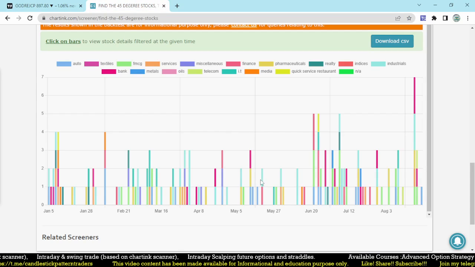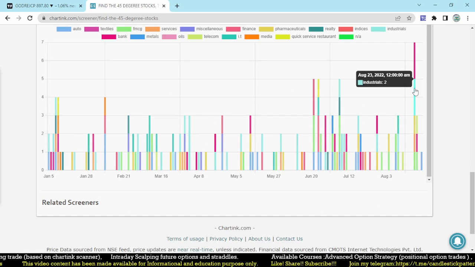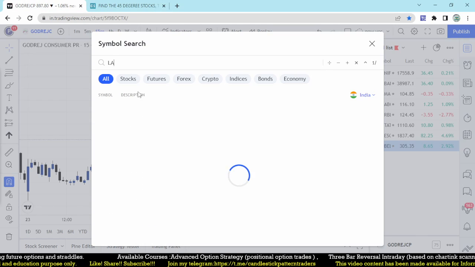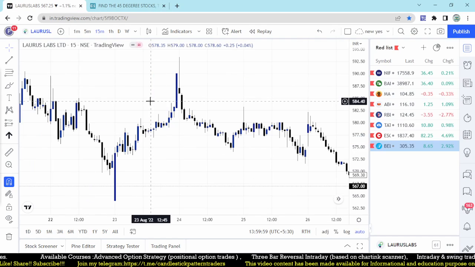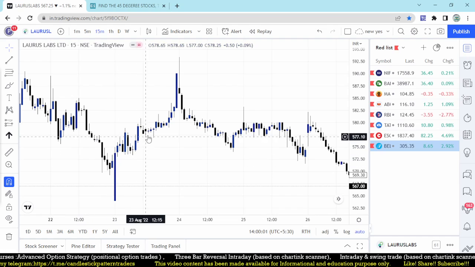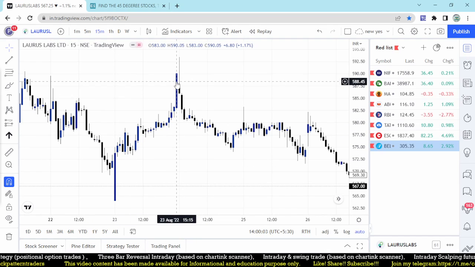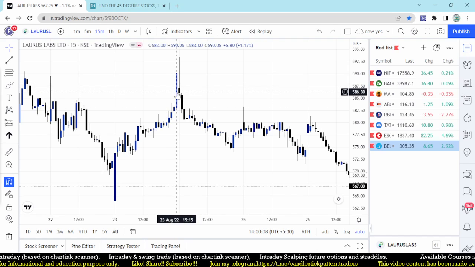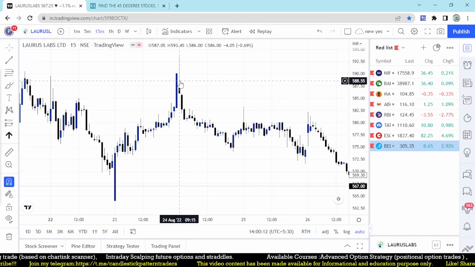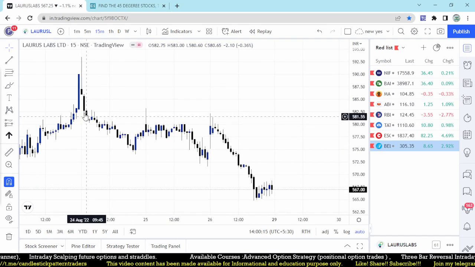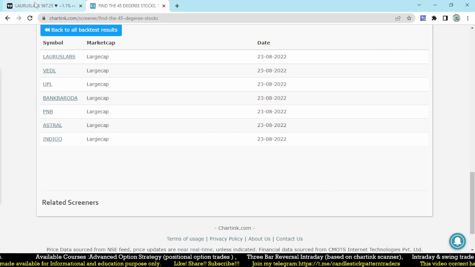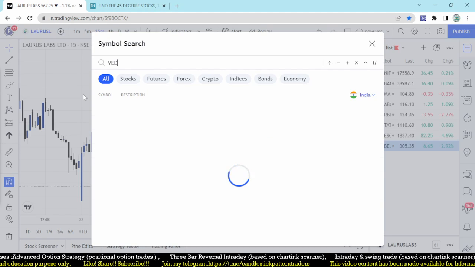So now we find very few stocks, and previously you saw a lot of stocks on 23rd August. VEDL, Laurus Labs on 23rd. It's giving you a good opportunity on an intraday basis. And if you take BTST on Laurus Labs on 23rd, next day it moves slightly higher and breaks down. It may give you a losing trade if you try it as a BTST kind of thing. And VEDL on 23rd.